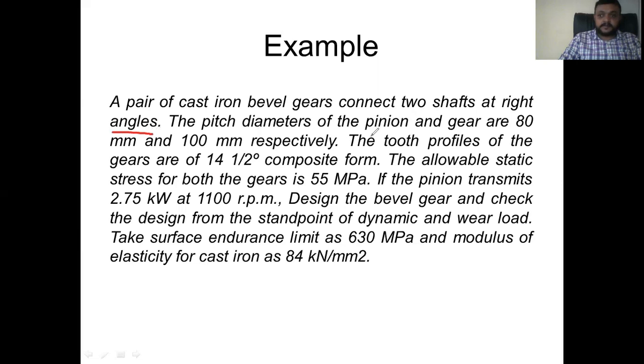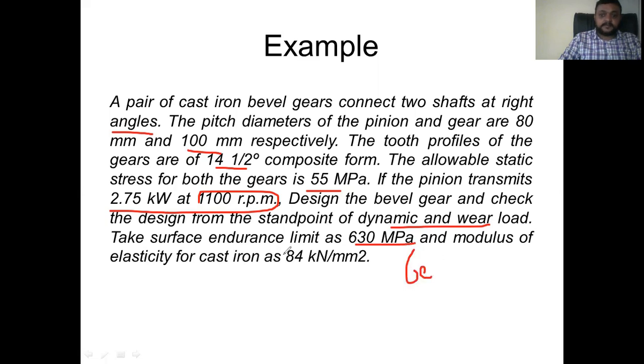The pitch circle diameters of pinion and gear are given. The tooth profile of gears is 14.5 degree composite and allowable static stress sigma 0 is also given. If the pinion transmits power as given, at the given RPM, you have to design the bevel gear. So you have to design the bevel gear and check the gear under dynamic and wear load. Surface endurance limit sigma E is given. Just you have to see here.